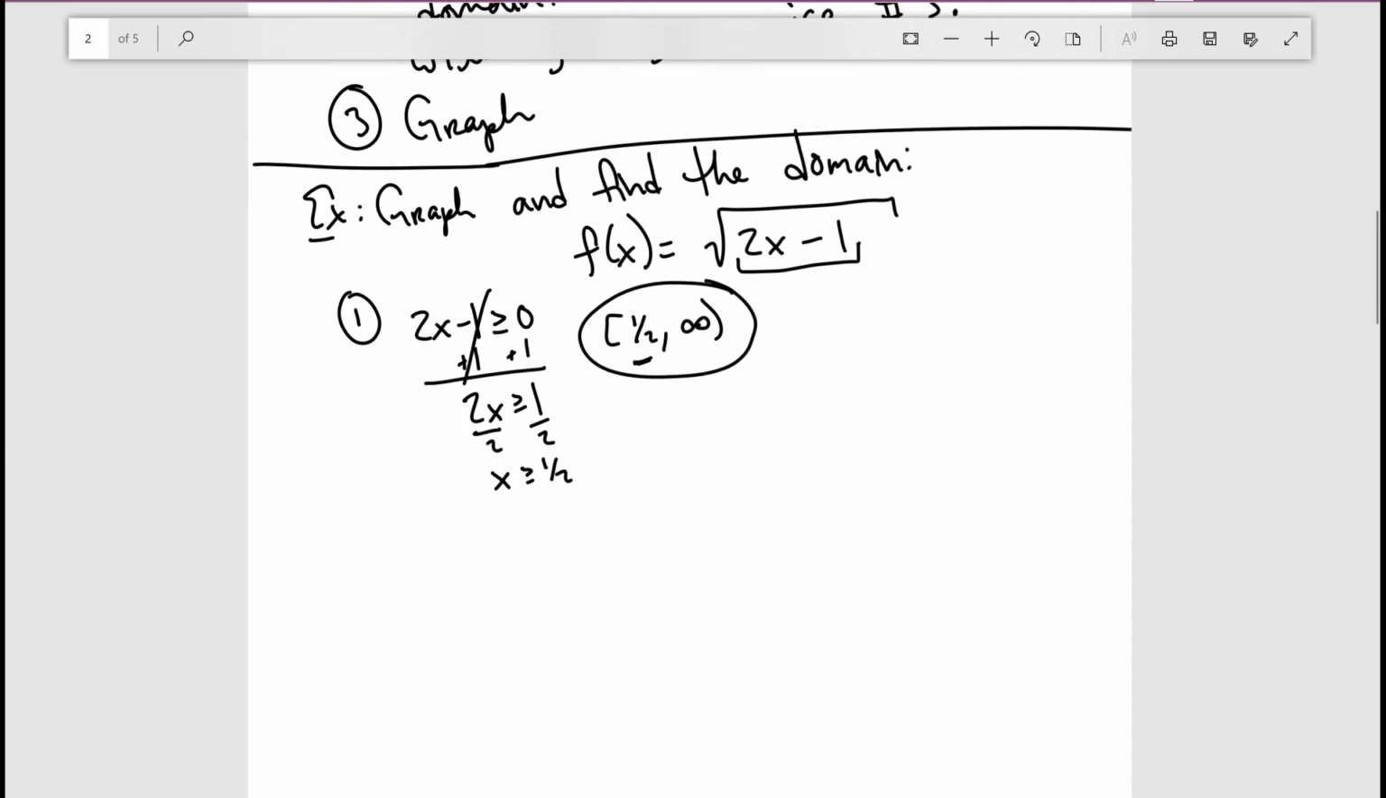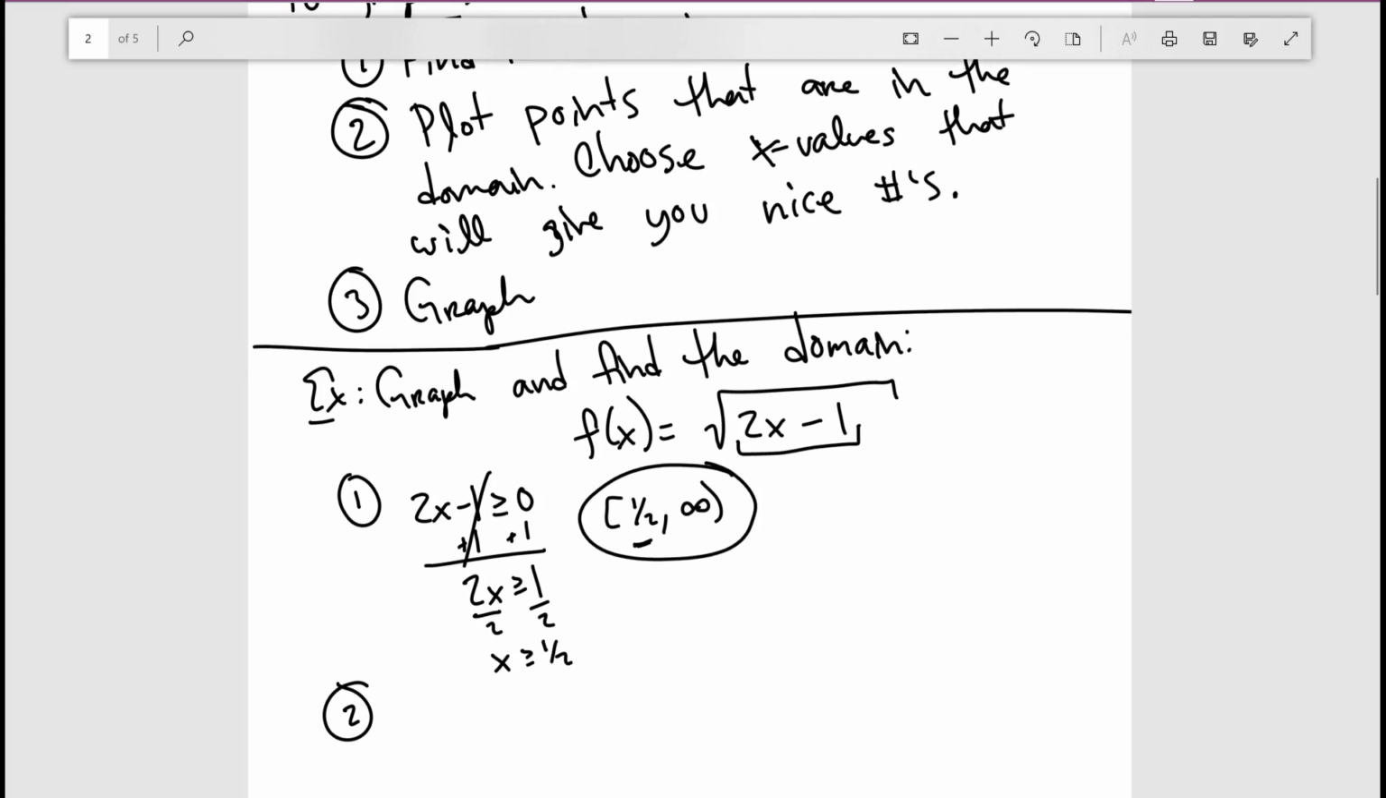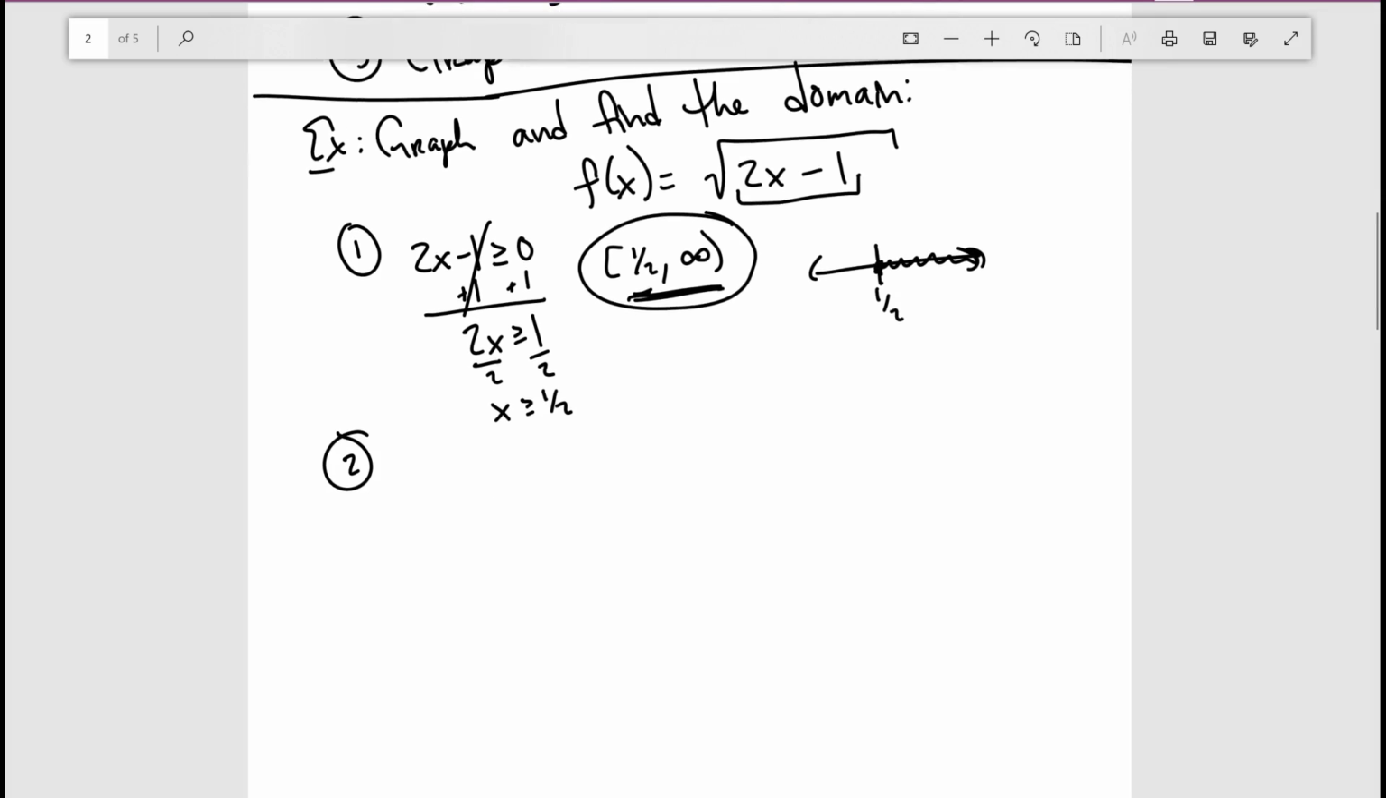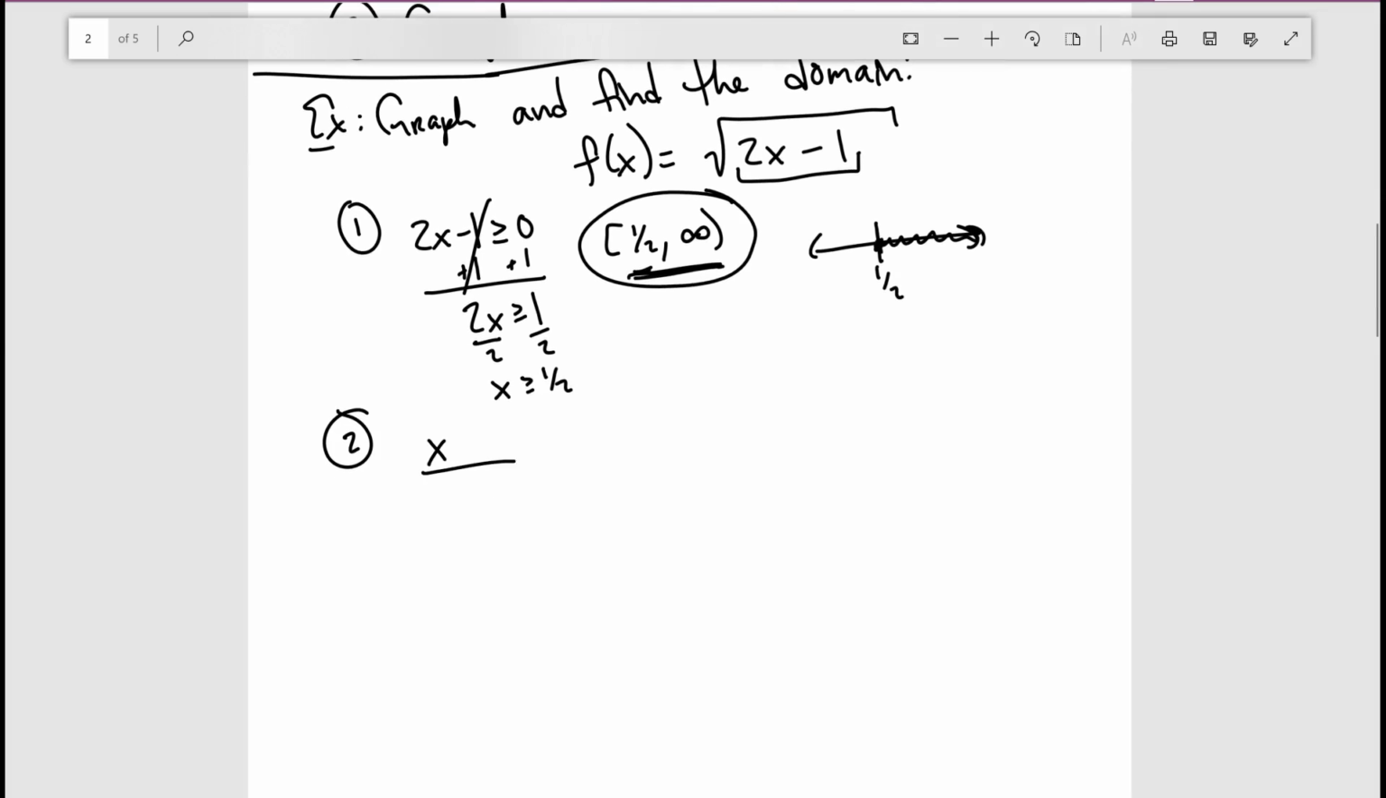Okay, so now what's my second step? My second step is to plot points that are in the domain. I already know where the domain is, between 1/2 all the way to infinity, so I shouldn't choose anything else that's less than that, because that's going to give me no solution. Okay, so let's start off by plotting points.